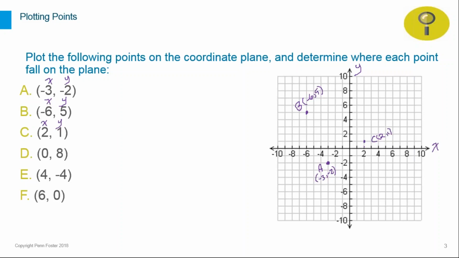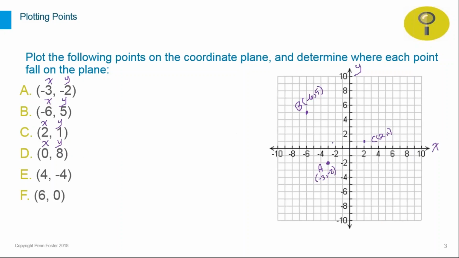D is a 0 and 8. So x is 0 and y is 8. So what does it mean when the x coordinate is just a 0? It means that we're gonna remain at the origin. We're not gonna go left or right. We're just gonna stay on the origin, and then whether we're gonna go up or down will be determined from the value of the y.